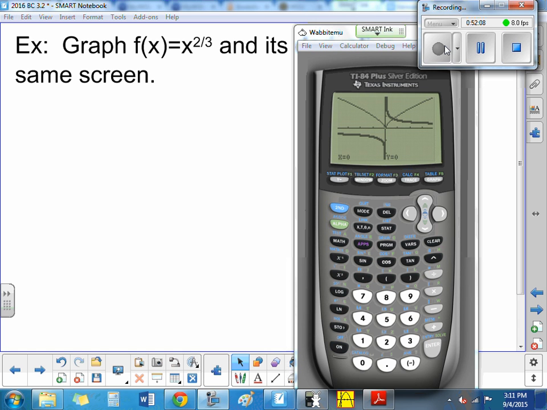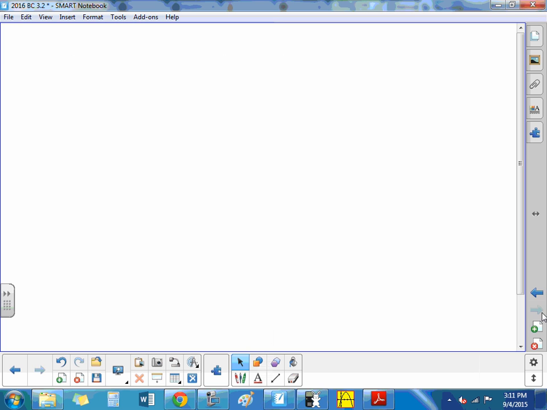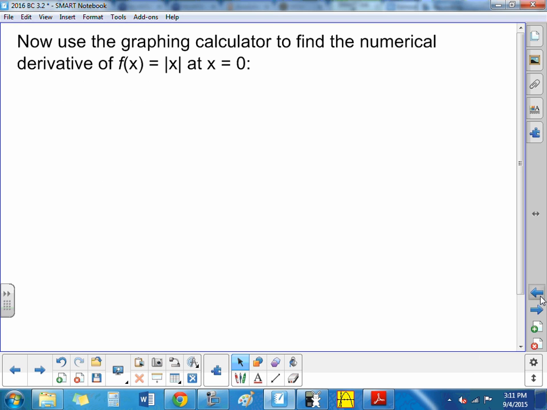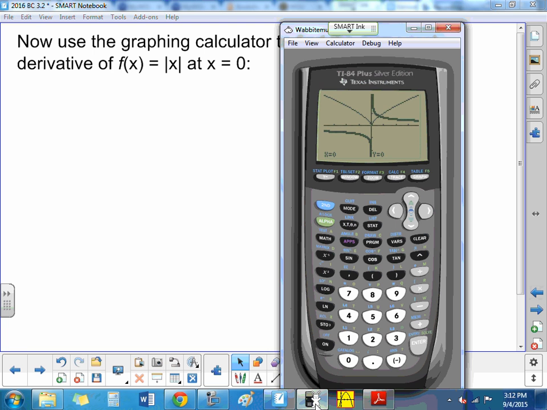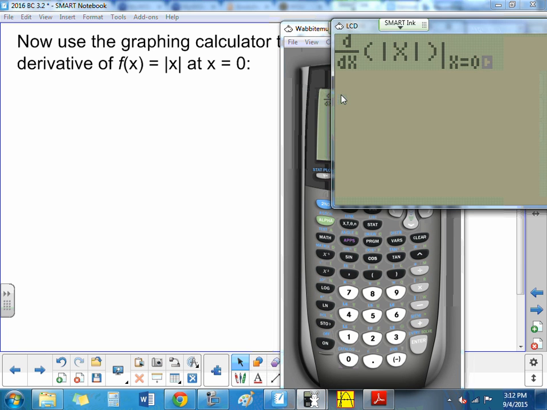Pretty neat. One last little warning about your calculator. Let's see here. I'll show you something real quick. If you ask the calculator to find the numerical derivative of the absolute value of x at 0, watch what happens. Okay, so we'll go to the home screen, quit. We'll press math 8, do a derivative with respect to x. We'll type absolute value x here, and we'll type x equals 0 here. Detach the screen. You can see better.